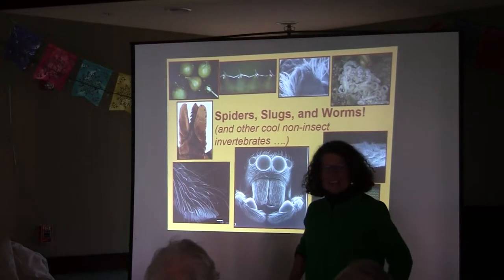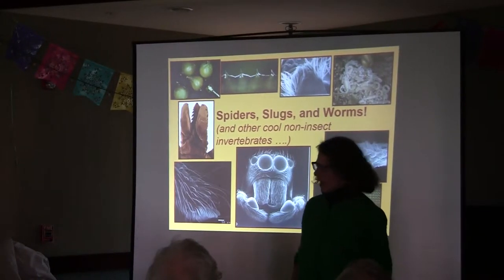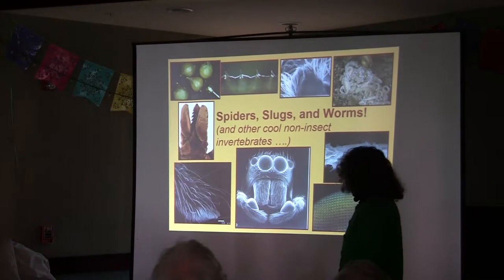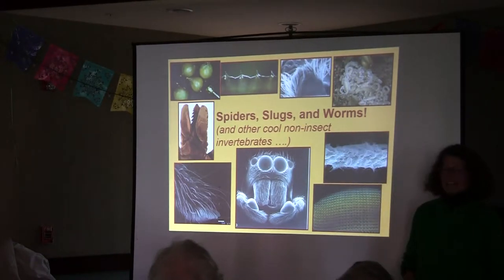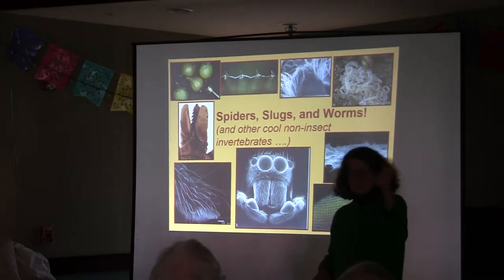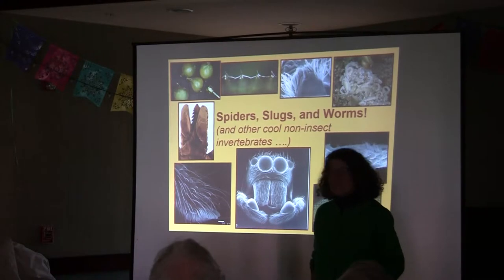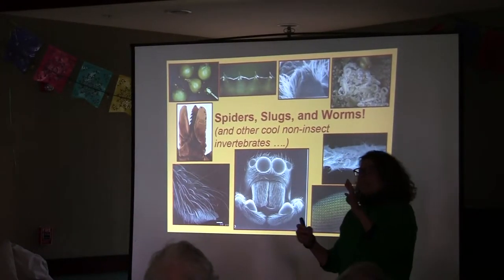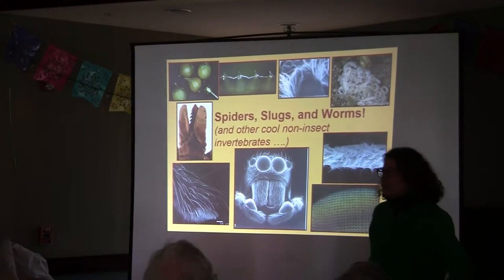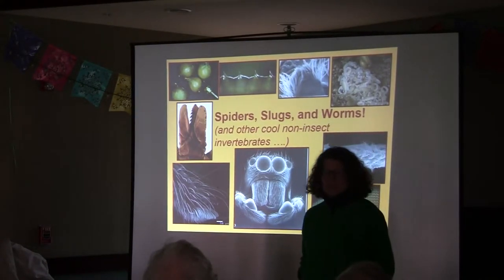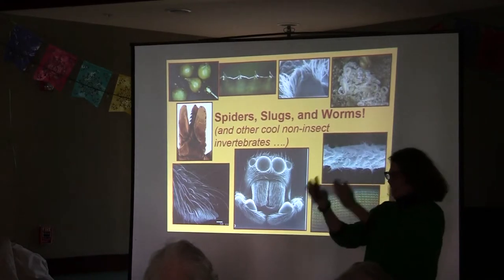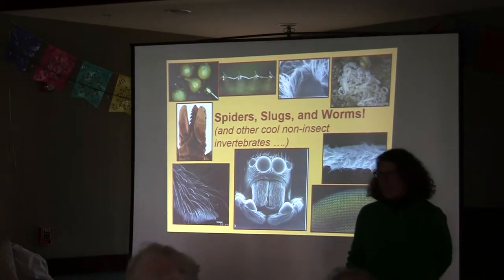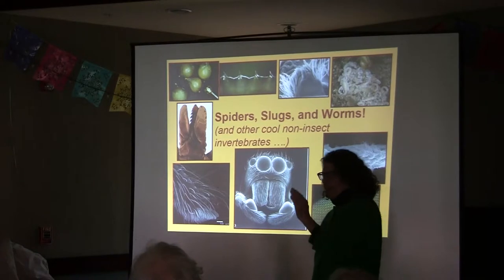I think the title of today's class is Spiders, Slugs, and Worms. Oh my. And it also says, and other cool non-insect invertebrates. So when we're talking about invertebrates, what are we talking about? Is that a real taxonomic category? Kind of. It's basically a general term for anything that doesn't have a backbone. So it's not really a formal category. It's for all those things, and I'll show you how that fits in.